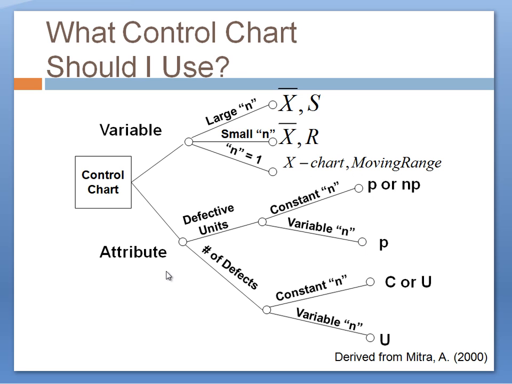For the attribute, having the number of defective units and a constant sample size for each one of your data sets or groups, you will use either the P or the NP chart. If you have a variable sample size, you will use the P chart. For the number of defects, having a constant sample size, you will use a C or U chart, but if you have a variable sample size, you will only be able to use the U chart.